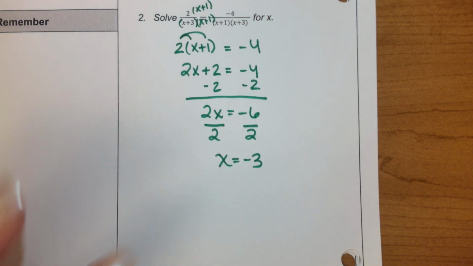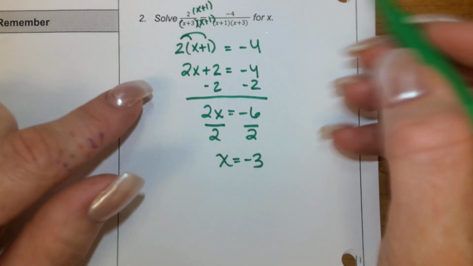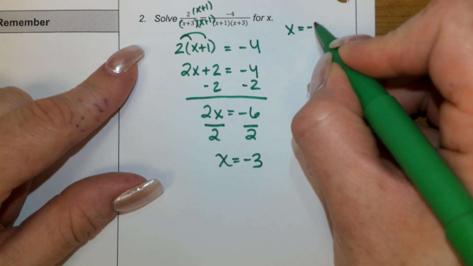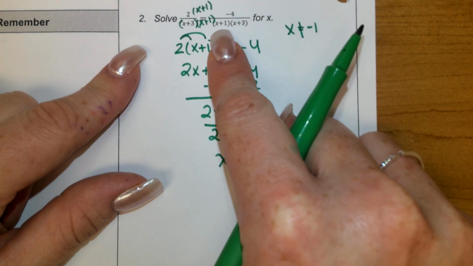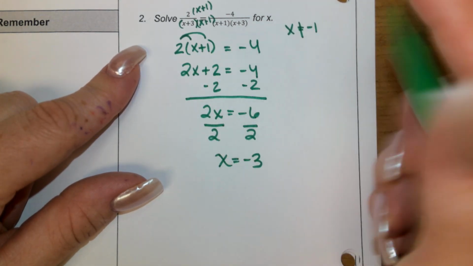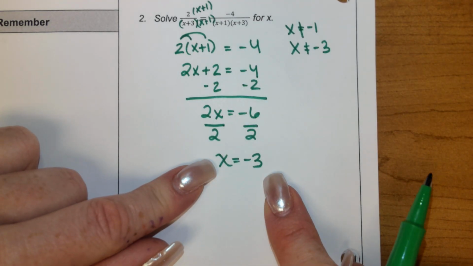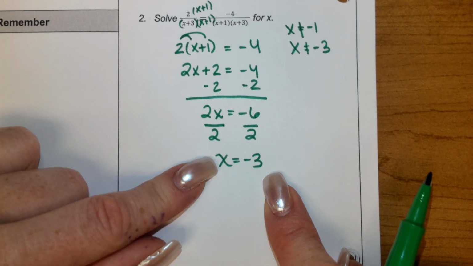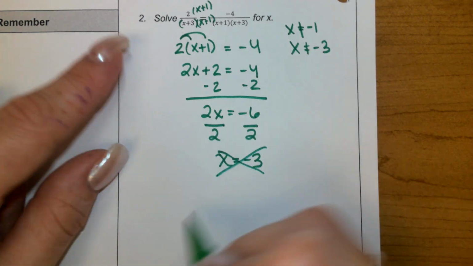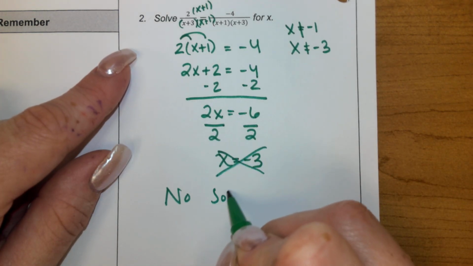Now, let's go back up to the top. Look at the two factors in the denominator. x cannot be -1 because that would cause that to be 0. x can also not be -3. Well, that was the solution that we just got here. So this has no solutions.